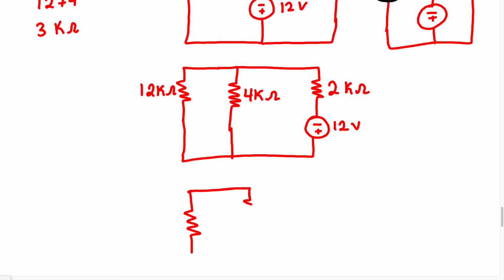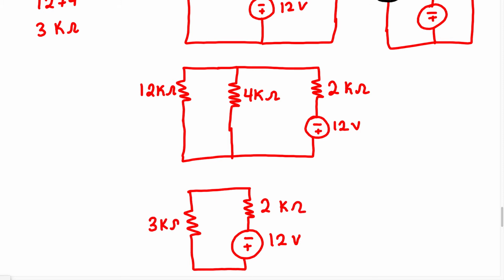And we have a 2K on this side with a 12 volt source. This is 2 kilo ohm, and this is going to be 3 kilo ohm. And we found that when we combine these two resistors that are in parallel.